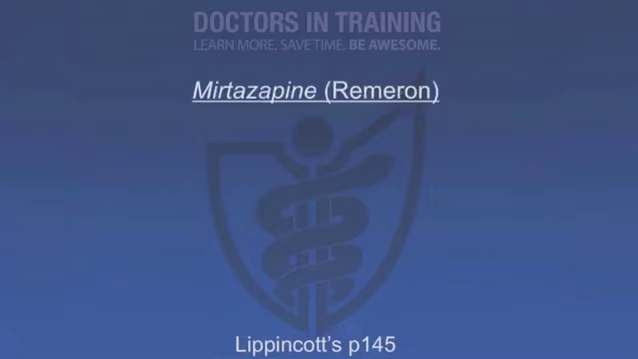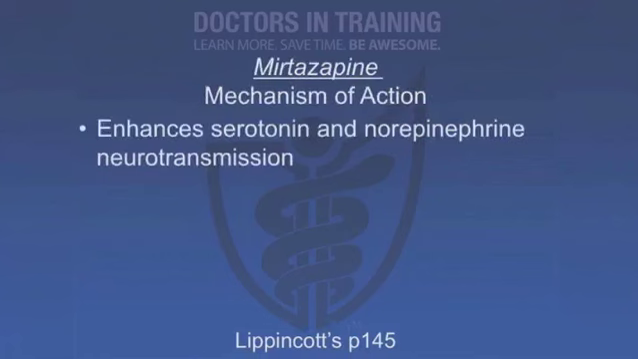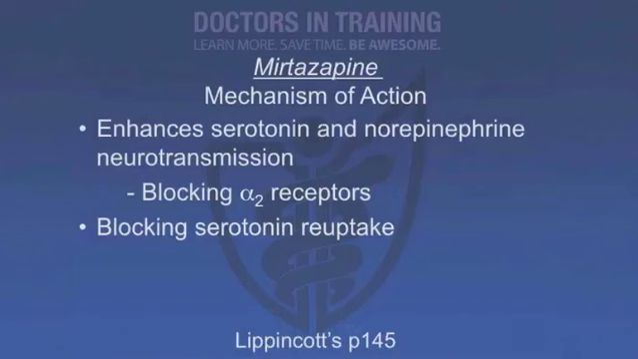Mirtazapine also falls under the category of atypical antidepressants. Mirtazapine is going to enhance serotonin and norepinephrine neurotransmission by blocking alpha-2 receptors. Some of its antidepressant activity is due to blocking serotonin receptors and blocking its reuptake. Mirtazapine is a sedative because it is a potent antihistaminergic drug, but does not cause antimuscarinic side effects like the tricyclics do, or interfere with sexual functioning like SSRIs do.